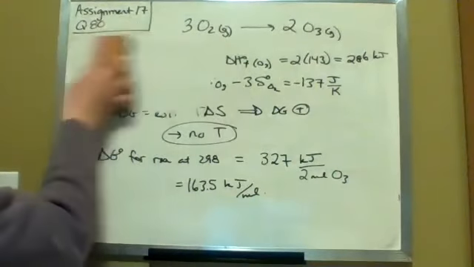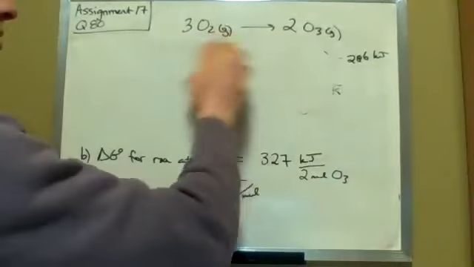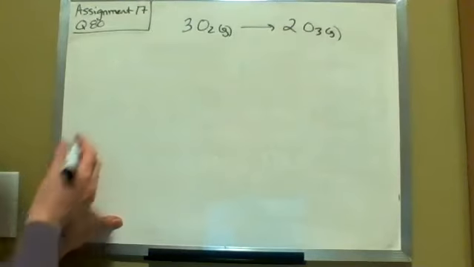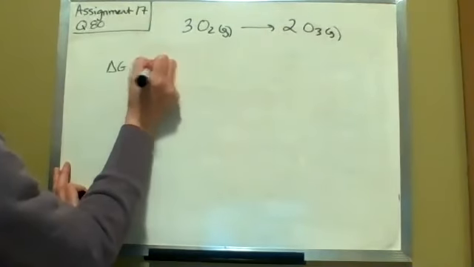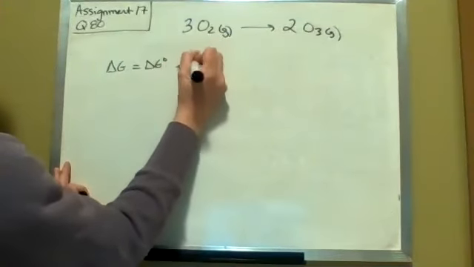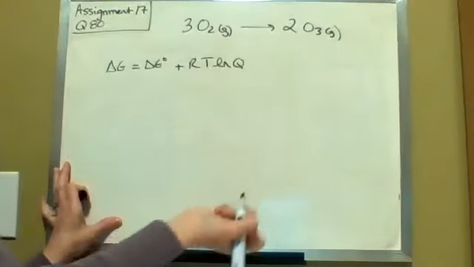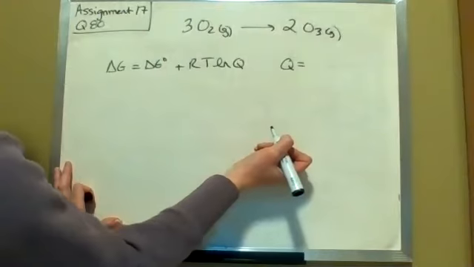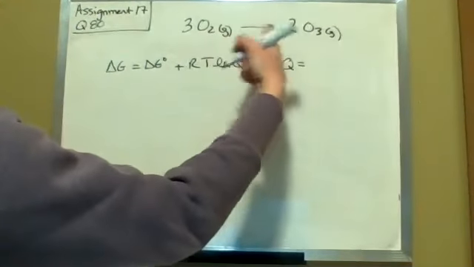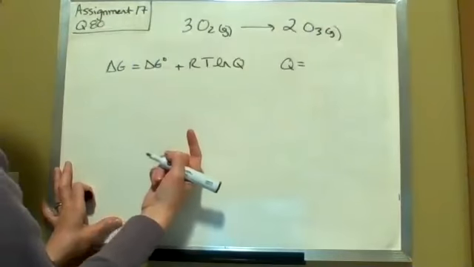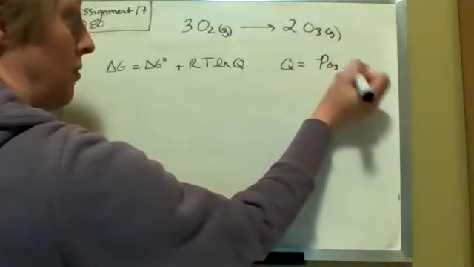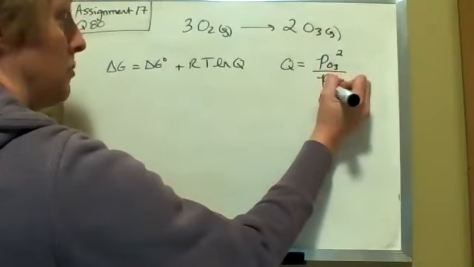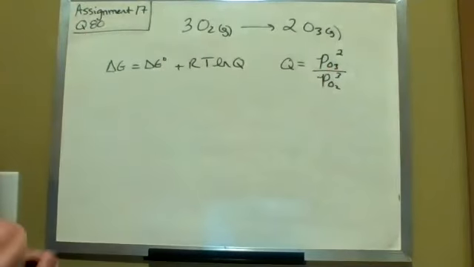And the last part now, I want you to find delta G at 298 where we're not at equilibrium. We have different concentrations now of the 2 different species. So remember your equation: delta G equals delta G naught plus RT ln Q. In this case, our Q is going to be equal to products over reactants. We're not using concentrations, we have to do partial pressures. So the partial pressure of O3 squared, that's where our stoichiometric coefficient shows up, over the partial pressure of O2 cubed.